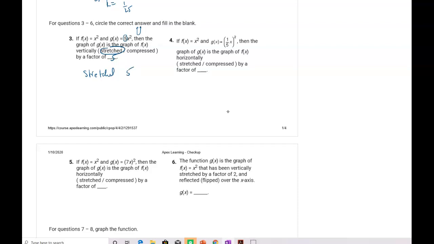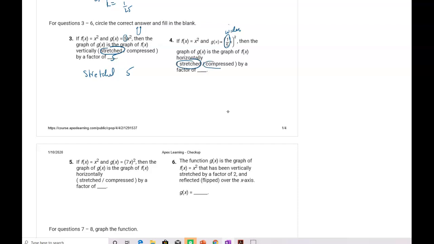Next one. Graph of g of x is the graph of f of x horizontally. Now, horizontally, did it get more narrow or wider? I look at this. Since it's a fraction, that tells me it's going to get wider. So we know it's a horizontal, right?